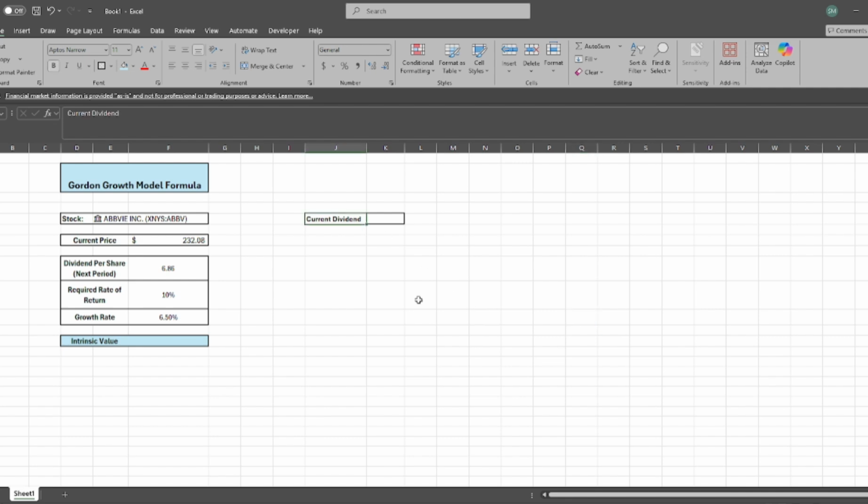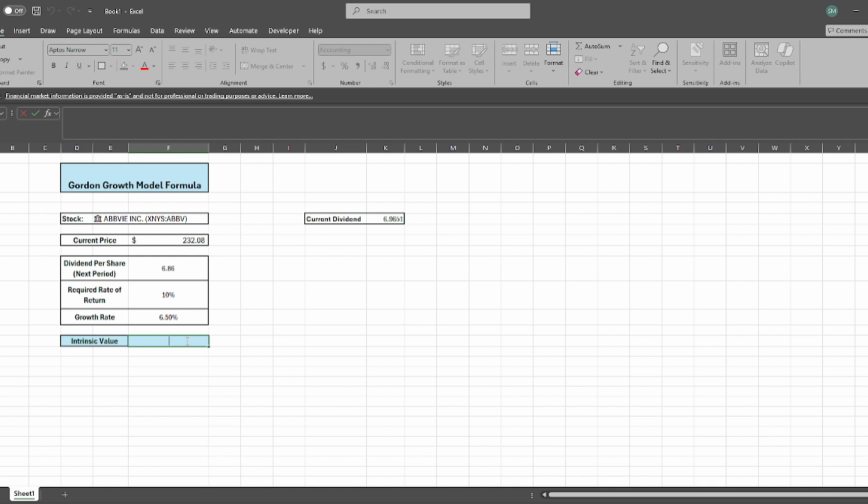Now we pretty much have it all figured out, but if you can't find the dividend per share for next period, which is pretty easy using Seeking Alpha, I'll run you through this formula super quickly. To find that, take the dividend of the last period, which was 6.54, times 1 plus the growth rate in F11. That gives us a dividend amount of 6.96, which is accurate to the dividend per share for next period.